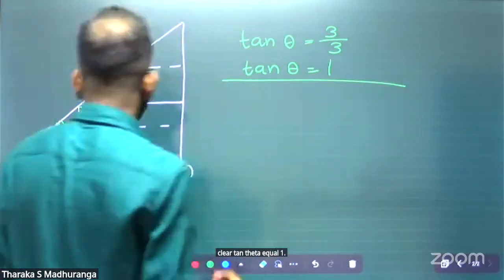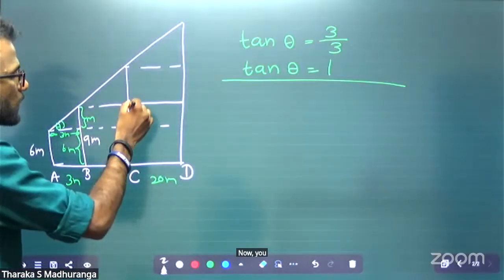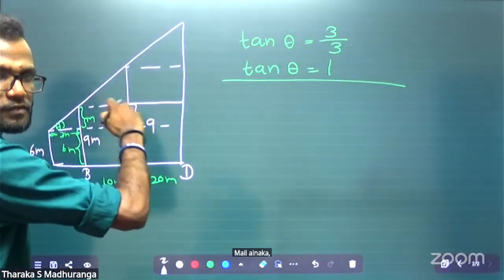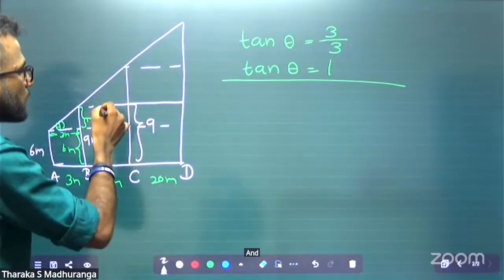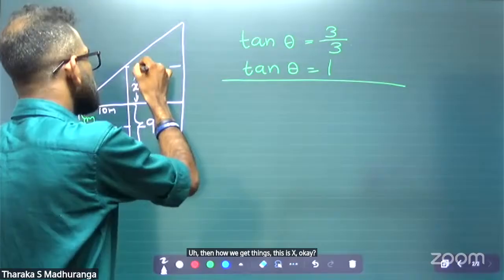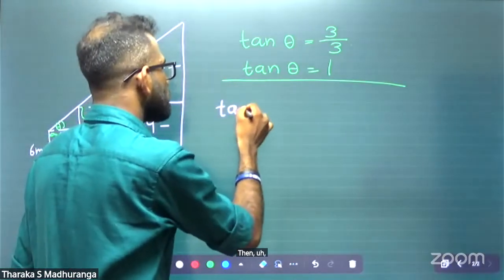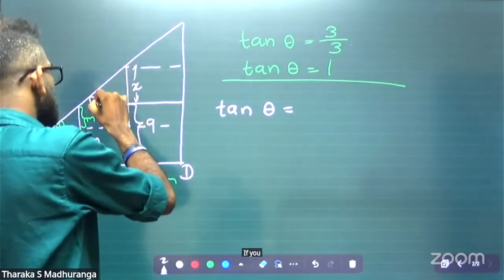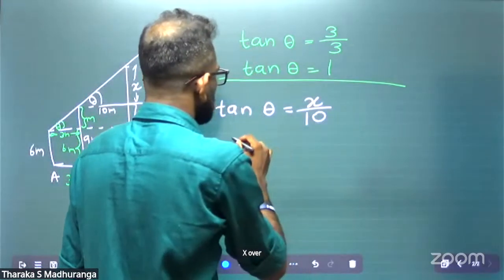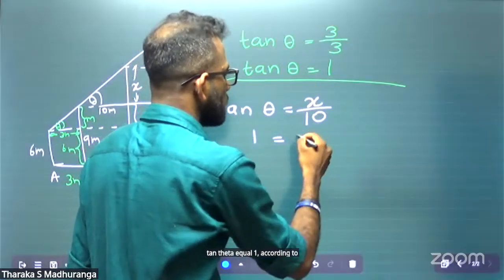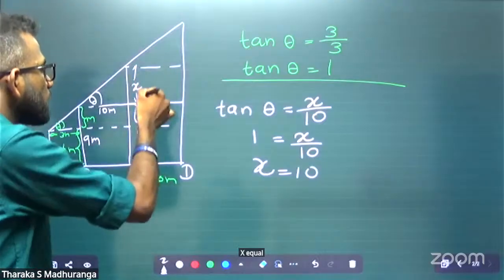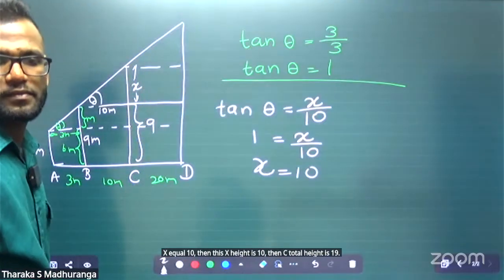Tan theta equals 1. Now you can understand up to this level it is 9. And this one is 10 meter. Then how do we get this? Think this is x, up to this level. Then for this triangle, tan theta equals x over 10. Tan theta equals 1, so x over 10 equals 1. Then cross multiplication, x equals 10. Then this height is 10, so the total height is 19.